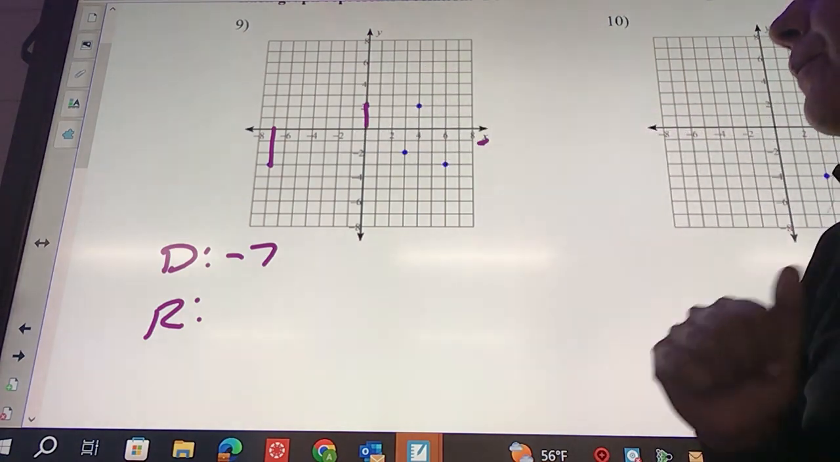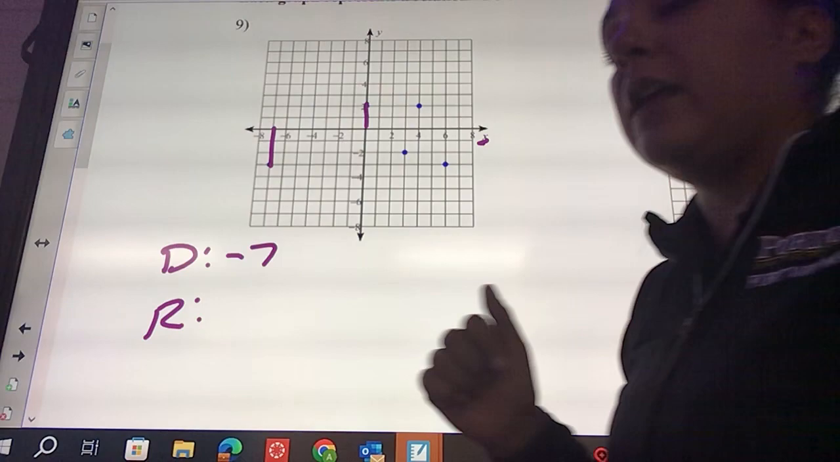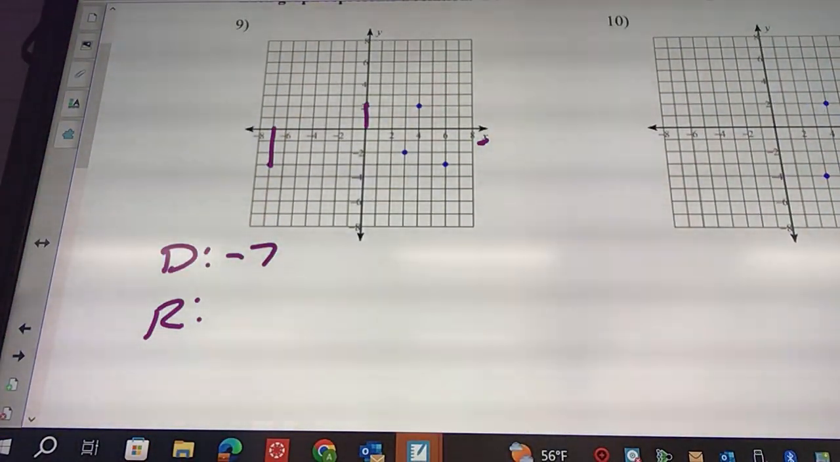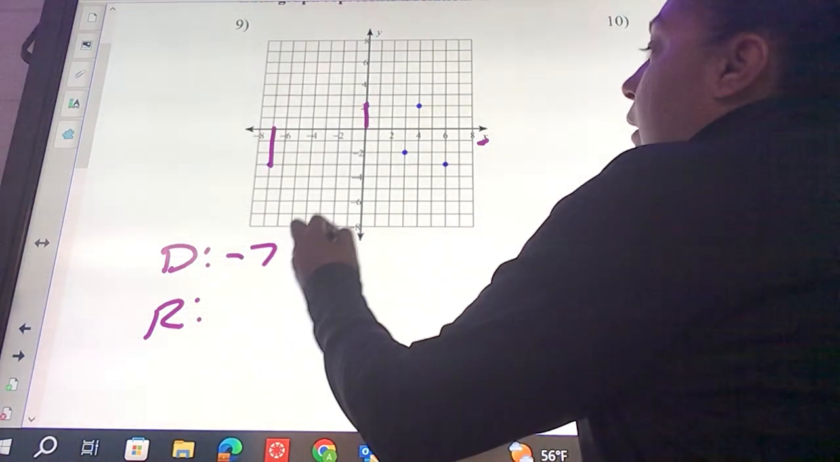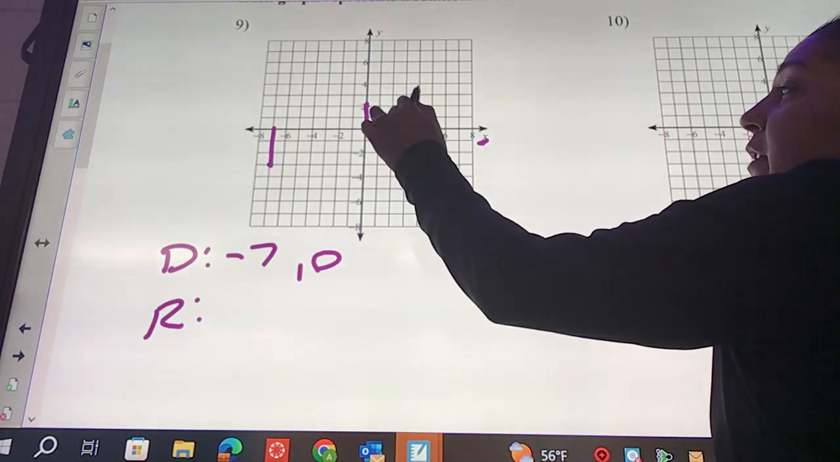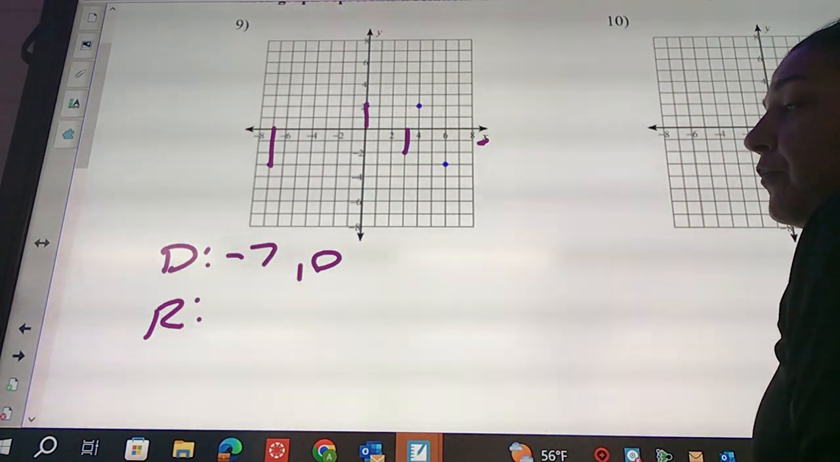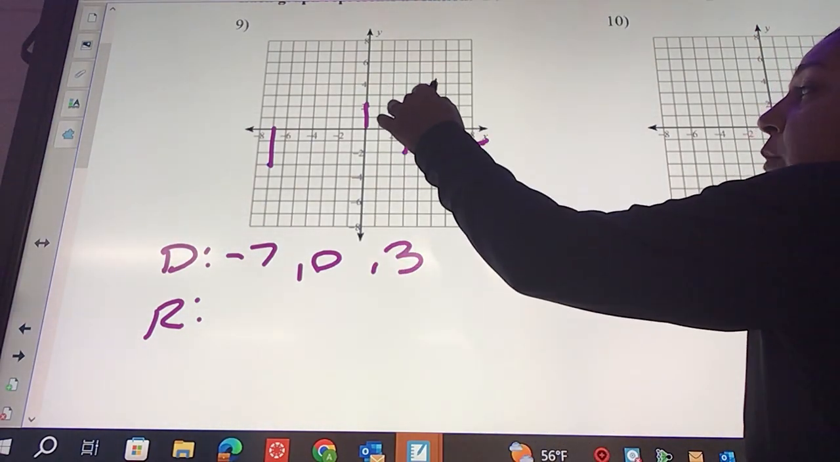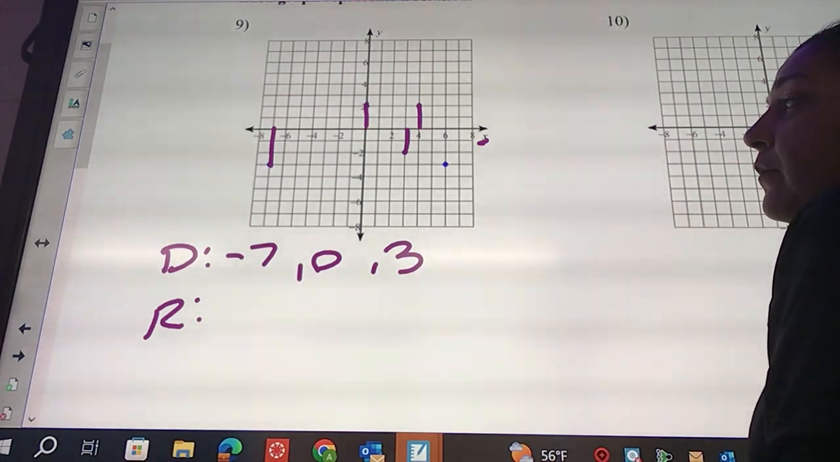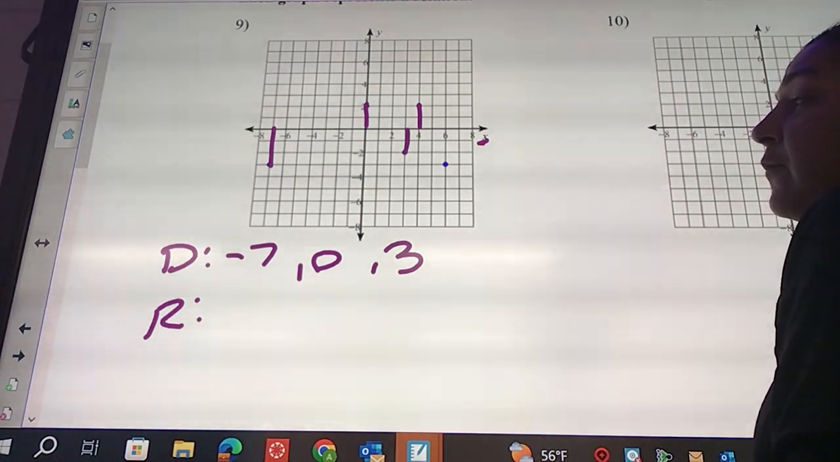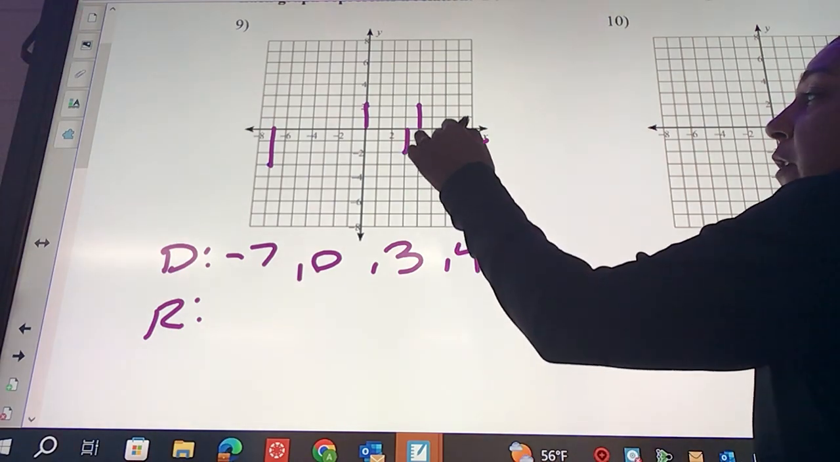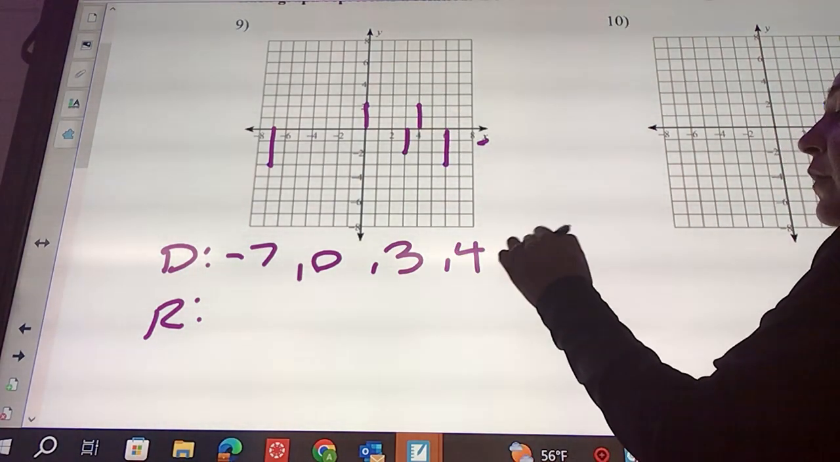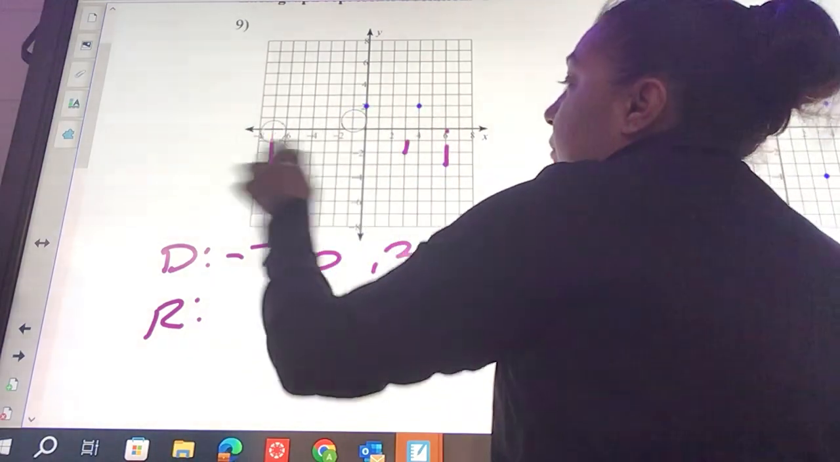What is that one at? We're looking on the X line. Right, thank you. What is that one at? 0. Again, we're heading down. What is this one at? 3. What is this one at? 4. And last one, what is this one at? 6. All right, so that covers the domain.